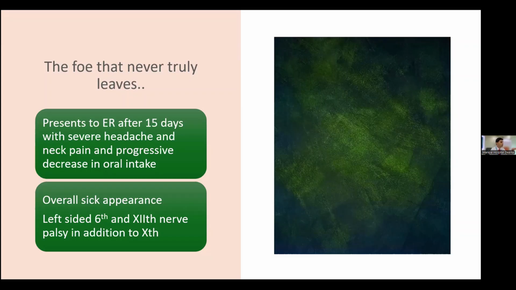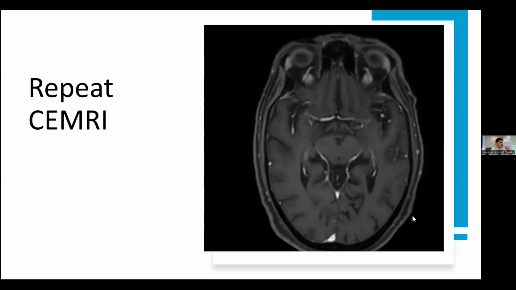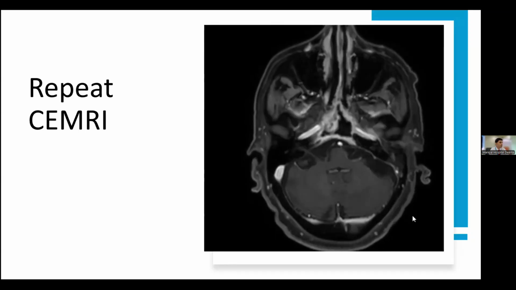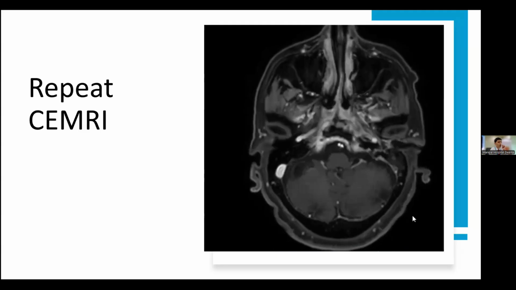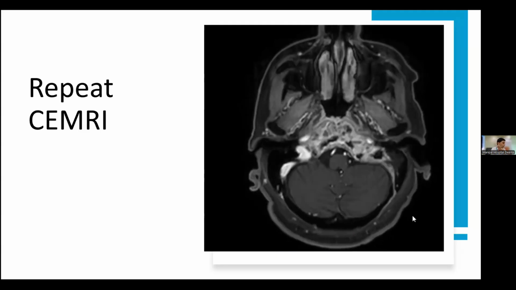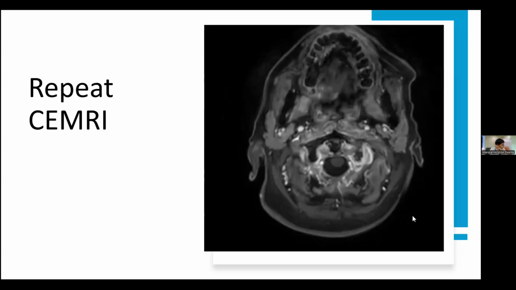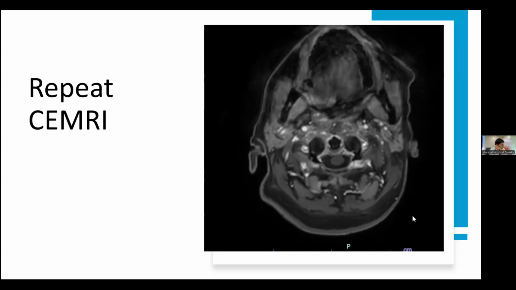So this is what happens. He comes back to the ER after 15 days, initially improving. Now he comes back with an even more severe headache, pain going to the neck, and progressively reduced oral intake, overall sick appearance, and now has an additional 6th nerve palsy apart from the 10th and 12th that we already had. So immediately he was scanned again, this time with contrast to save time. And you can see almost contiguous disease from the left jugular fossa, petrous apex, the clivus, the occipital condyle, and almost involving the entire middle cranial base.